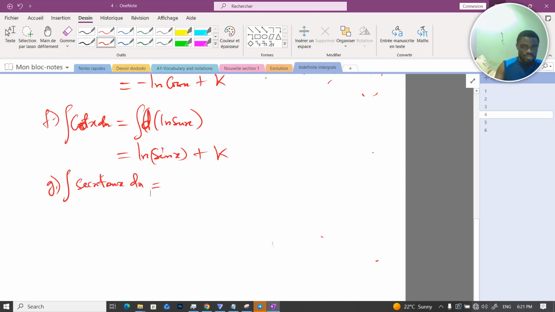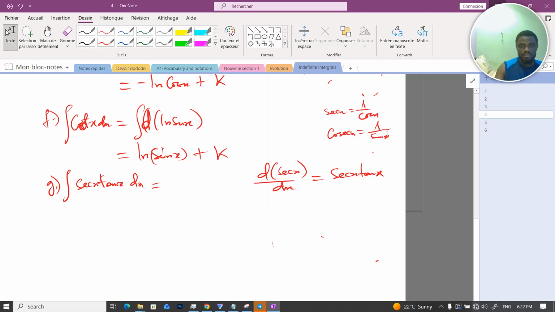When you were doing integration, if you did well your integration, I think you can remember that the derivative of sec x with respect to x is simply equals to sec x tan x. If you differentiate this, you're going to see that. Recall that sec x is simply equals to 1 on cos x. Cosec x is simply equals to 1 on sine x.